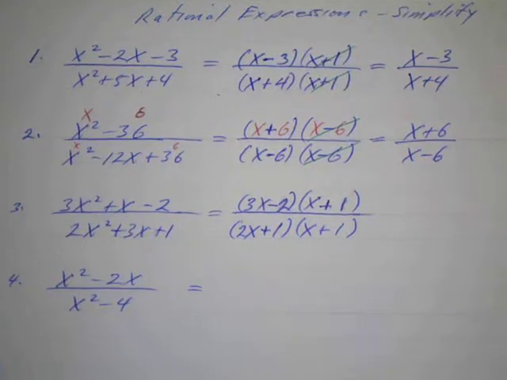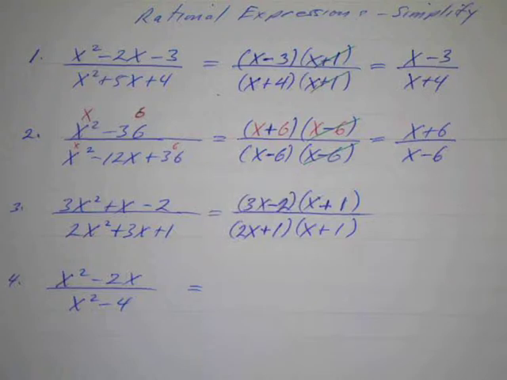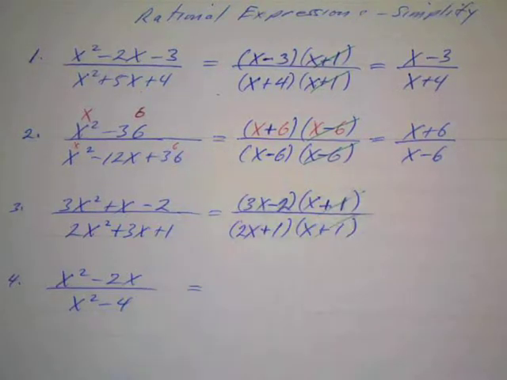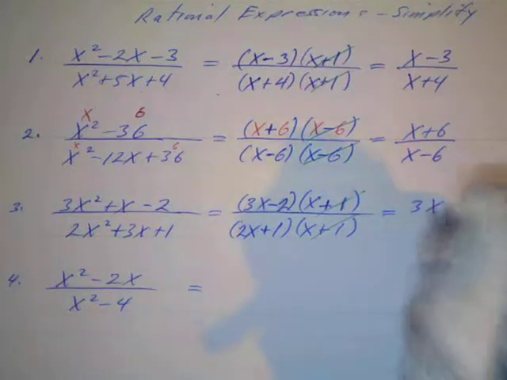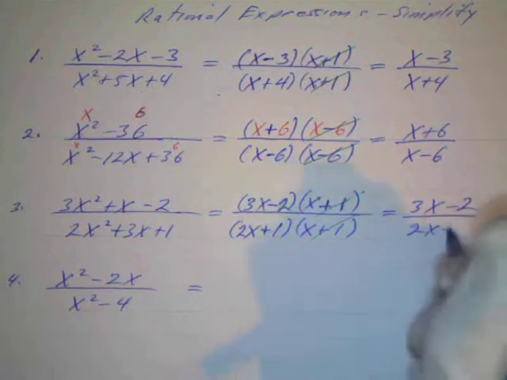And then again, you can see we have a common factor in the numerator and the denominator of x plus 1, so that becomes 1 in reality. And my final answer is just what's left on the top: 3x minus 2 all over 2x plus 1.